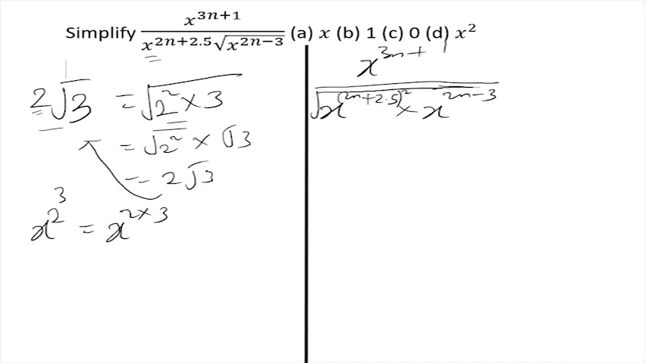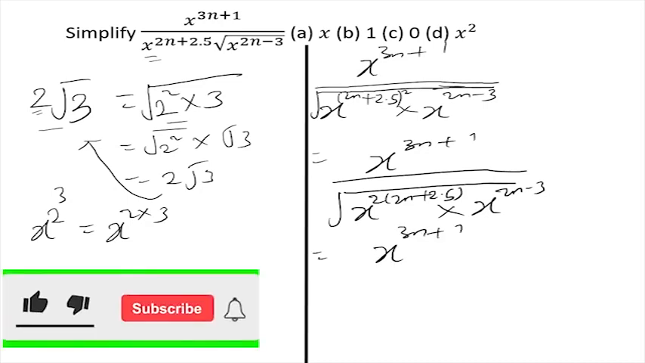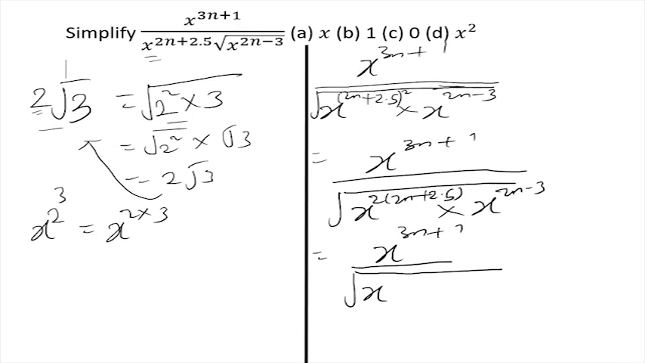So like we said, the law of exponents states that you can multiply the whole of the power. So this will now become x raised power of 3n plus 1 divided by square root of x raised power of 2 multiplied by 2n plus 2.5, then multiply by x raised power 2n minus 3. So if you simplify this further, this will give us x raised power of 3n plus 1 divided by square root of x raised power of, let's expand this, 2 multiplied by 2n will give us 4n. Then this 2 multiplied by this 2.5 will give us plus 5. So we have plus 5 multiplied by x raised power 2n minus 3.